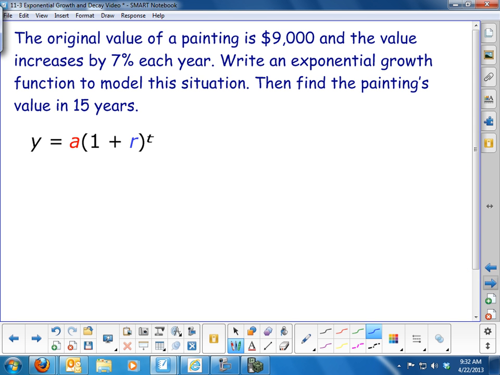So here we have our first question. The original value of a painting is $9,000, and the value increases by 7% each year. So the painting becomes worth more money as every year goes on. Write an exponential growth function to model this situation.